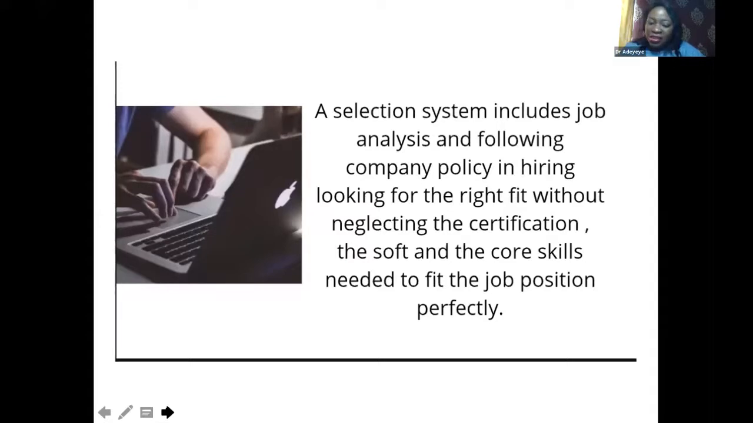You must write policies, rules, laws that guide how you attract and select people for the job. Because when there are no policies, that's when your HR person, or yourself, just hire people based on how you feel, not based on your policy. Policy is very important. So, following company policy in hiring, looking for the right fit without neglecting the certification, the soft and the core skills. I said that before. The soft skill is also important. The core skills needed to fit the job position perfectly.